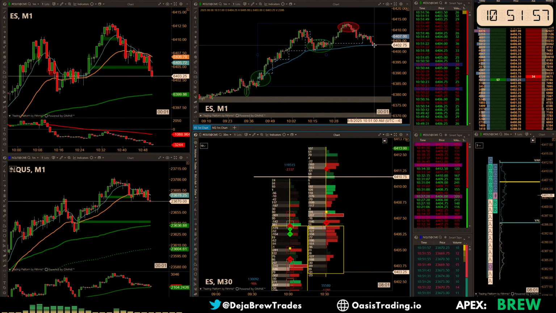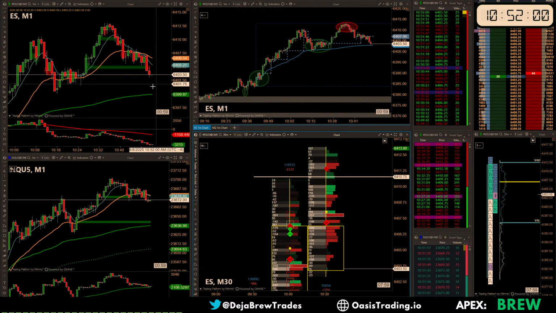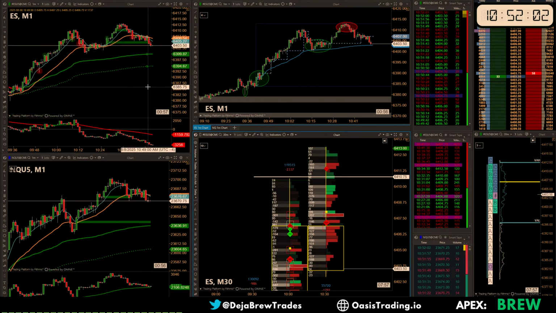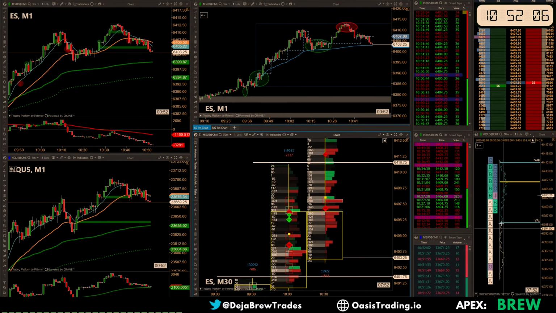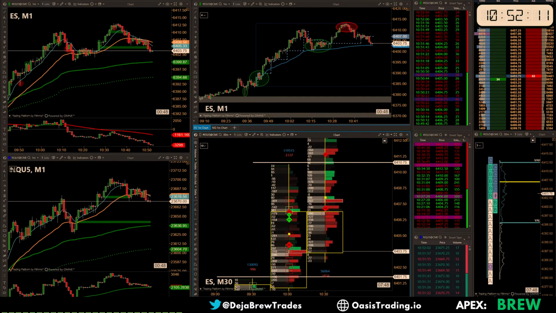Keep an eye on VWAP here. Here's the breakout VWAP. And then our actual VWAP is at 6,495. We just filled in the single prints, so single prints are now completed.